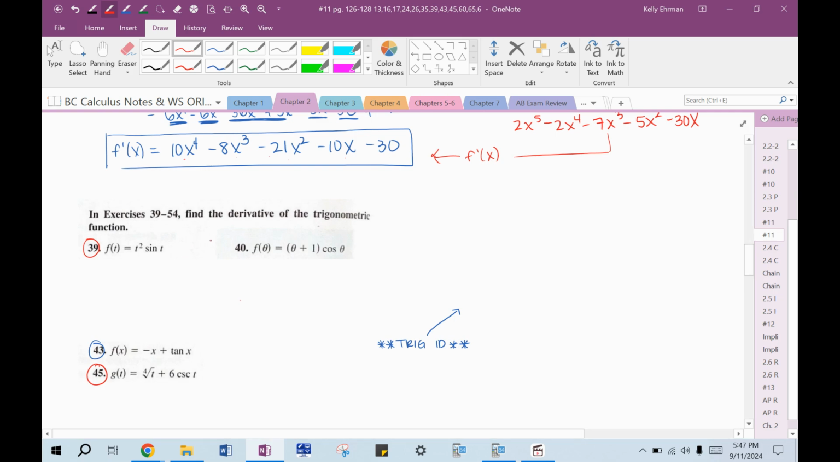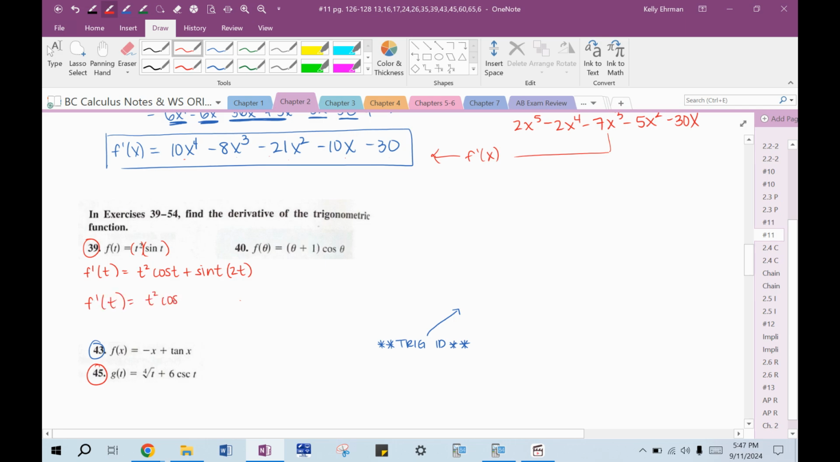Okay, 39. Find the derivative of the trig function. So remember, especially with trig, people are tempted to say, oh, it's just derivative of this times derivative of this. But you have a product of two types of functions. So we need a product rule here. So it's the first times the derivative of the second plus the second times the derivative of the first. And then you just clean up what you can. It's not much to clean up.